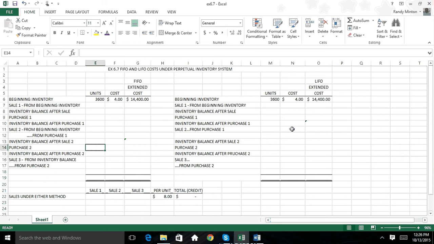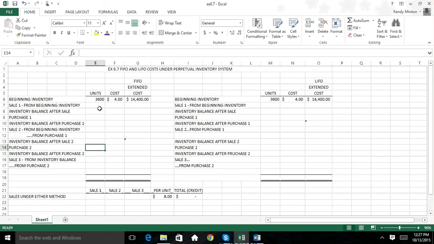But anyway, without further ado, let's begin with this particular lesson, and let's look at the FIFO costs of inventory first. It tells us that the beginning inventory was 3,600 units at $4 per unit, and that calculates to $14,400, and it doesn't matter in this case since they've used the same costs.